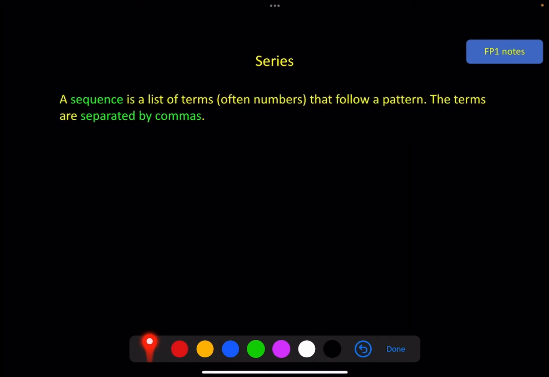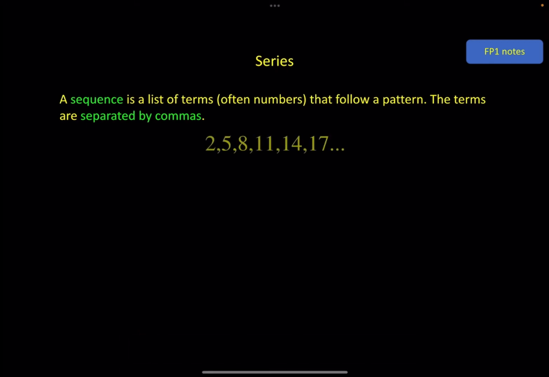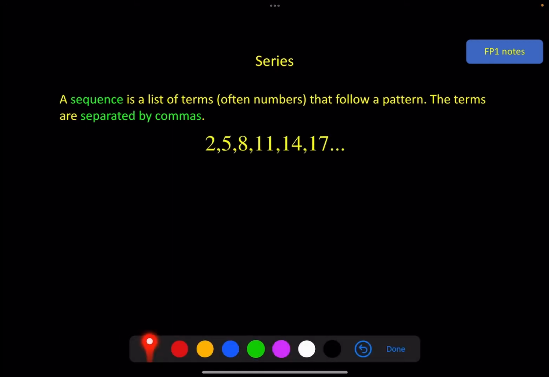So a sequence, just to review some things you should already know, is a list of terms, often numbers, that follow a pattern. And the terms are separated by commas. So here we have a sequence, we're adding 3 each time. This is an arithmetic sequence, and you could find the nth term, which would be 3n minus 1.